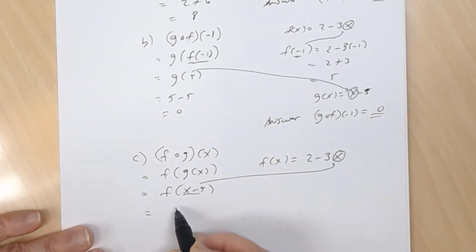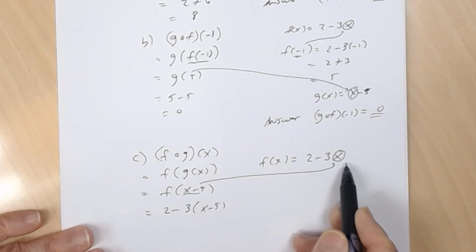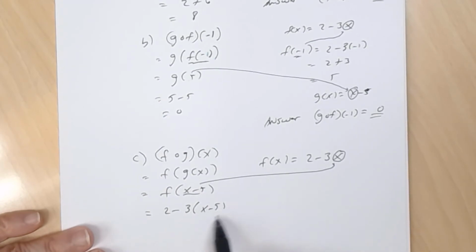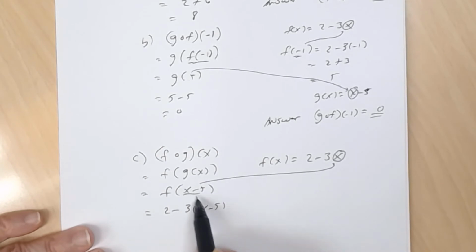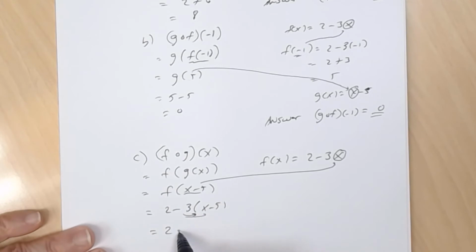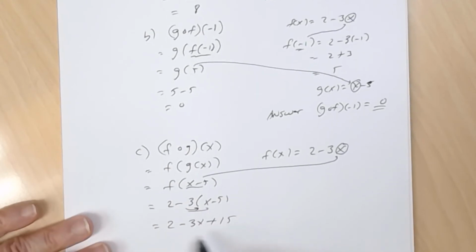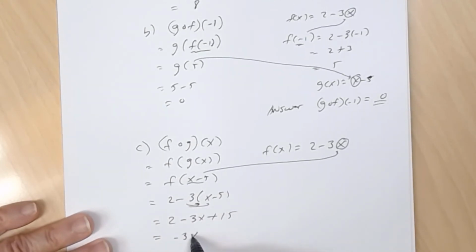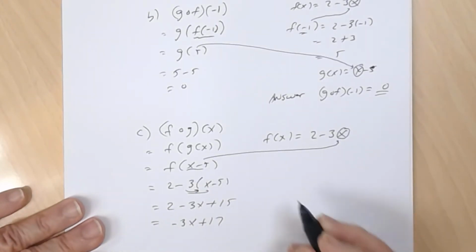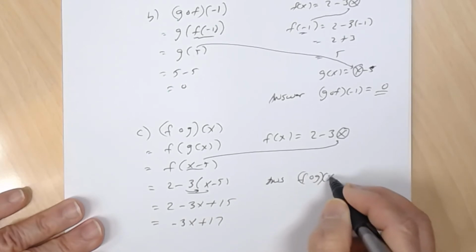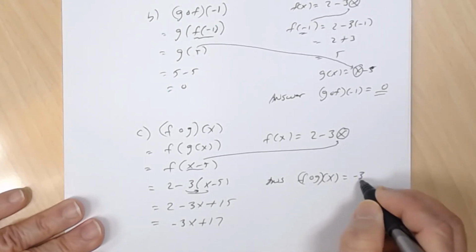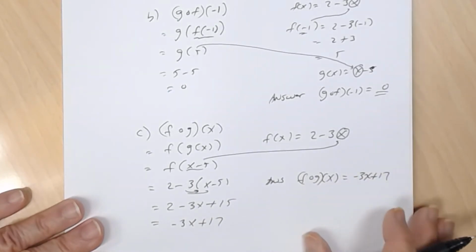All right, so this becomes 2 minus 3 in parentheses, x minus 5, because that's what I'm substituting for x. 2 minus 3 times the variable, so my variable, I'm going to substitute x minus 5. Distributing, I get 2 minus 3x plus 15, and then this becomes negative 3x plus 17. And so your answer then would be f composed with g at x is negative 3x plus 17.